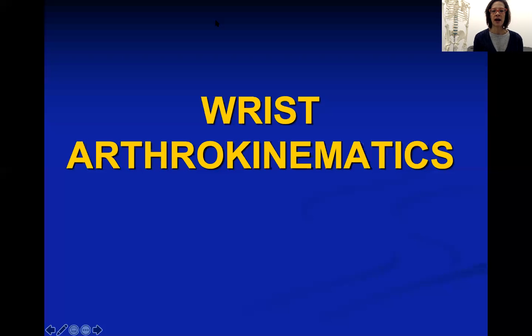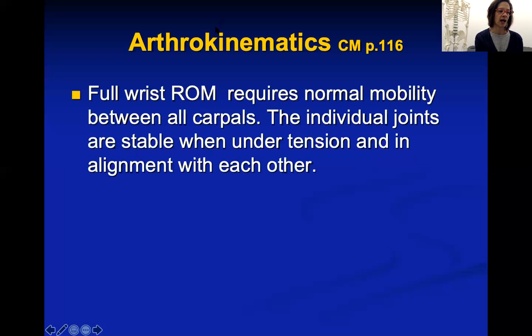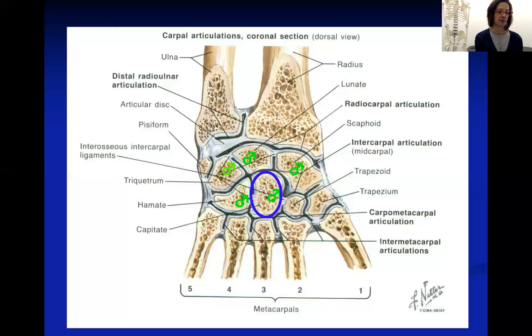So arthrokinematics, don't forget, is talking about joint surfaces. Full wrist range of motion requires normal mobility between all the carpal bones. The individual joints are stable when under tension and in alignment with each other. Just to review, we have Big Daddy, the capitate, in the middle, which is convex all the way around.